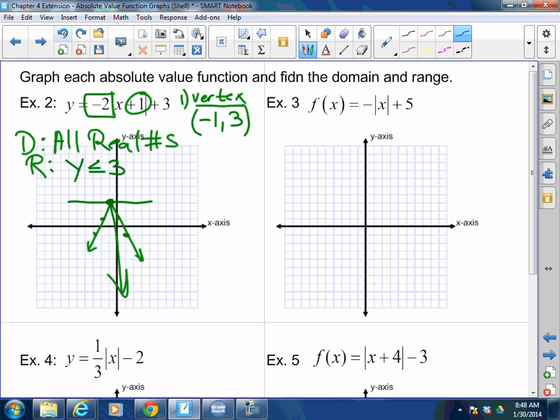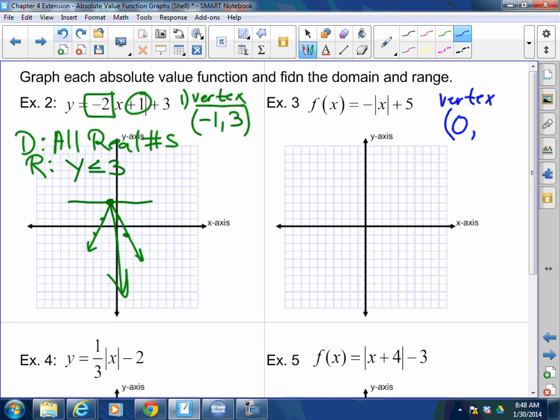Number 3. What is my vertex? What is attached? What's the H here next to the X? What's inside of here? Zero. Remember, guys, the H is not being multiplied to the X. It's being added to the X. Is there anything being added to the X inside of the absolute value? So my H is zero.